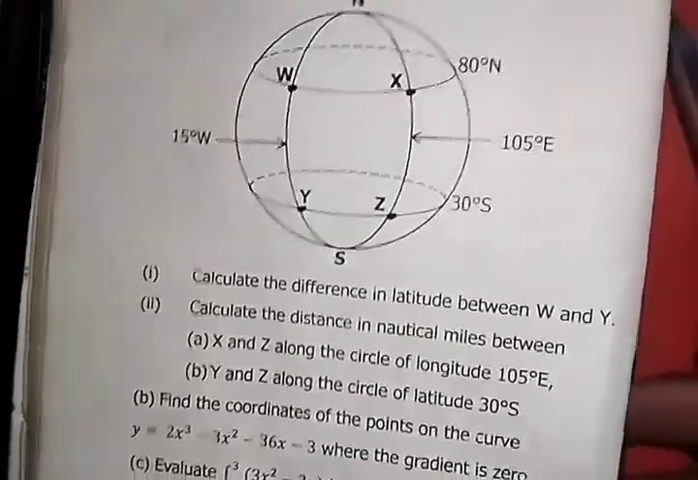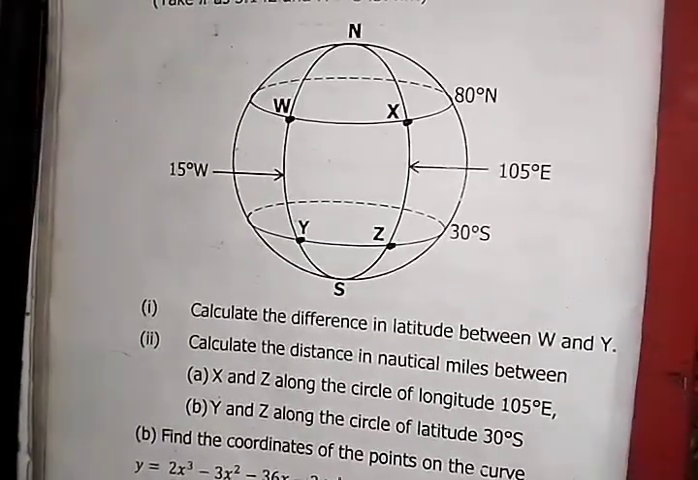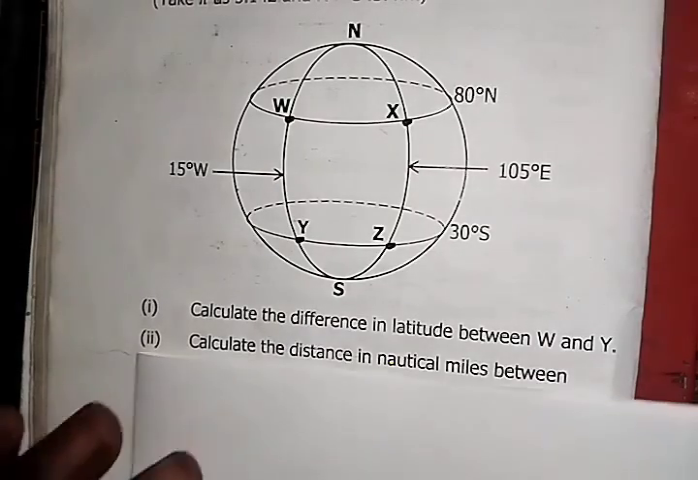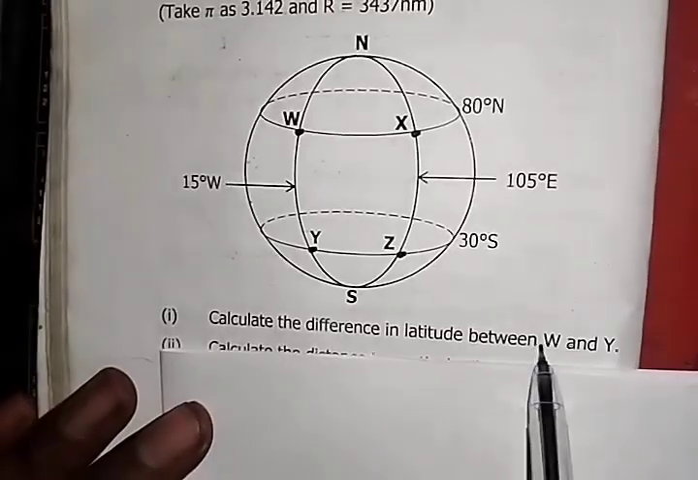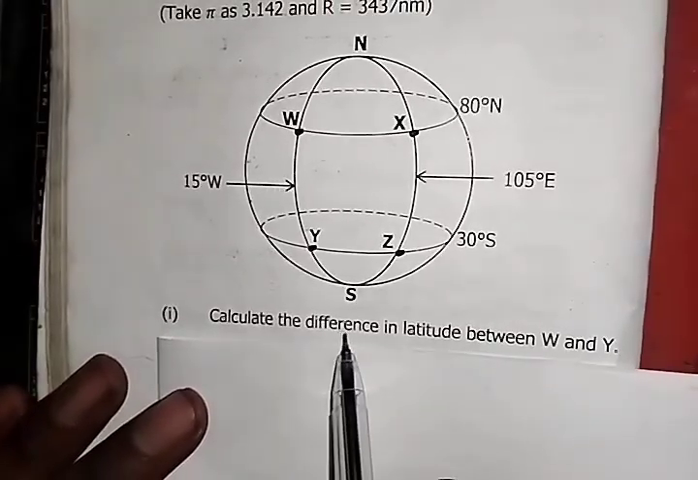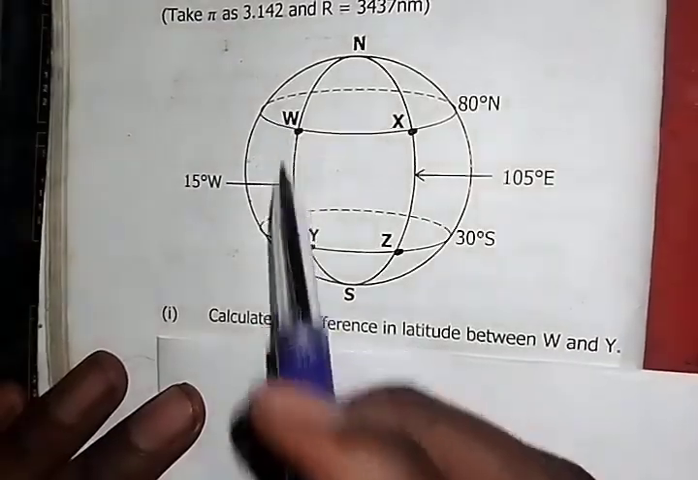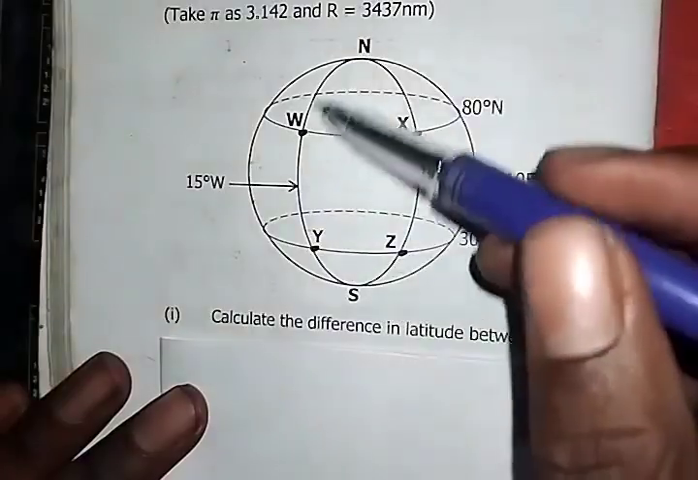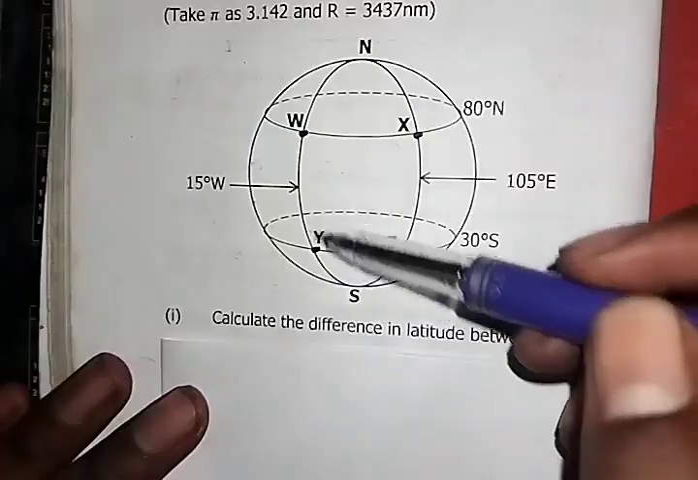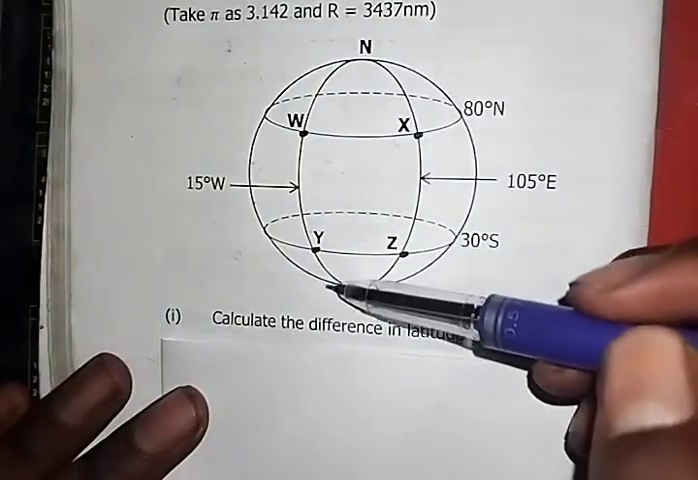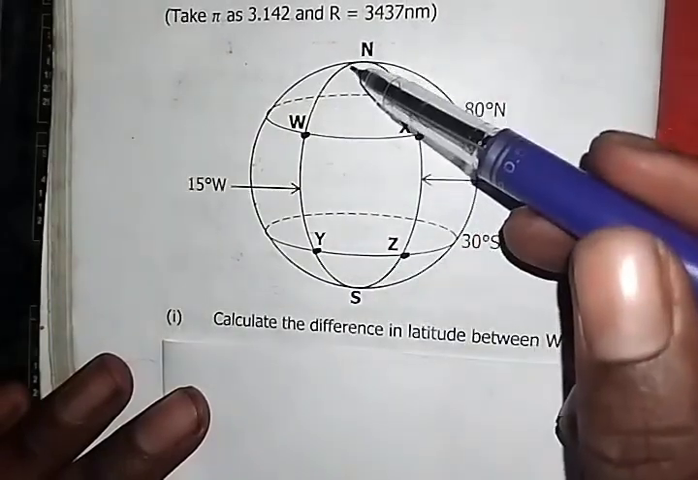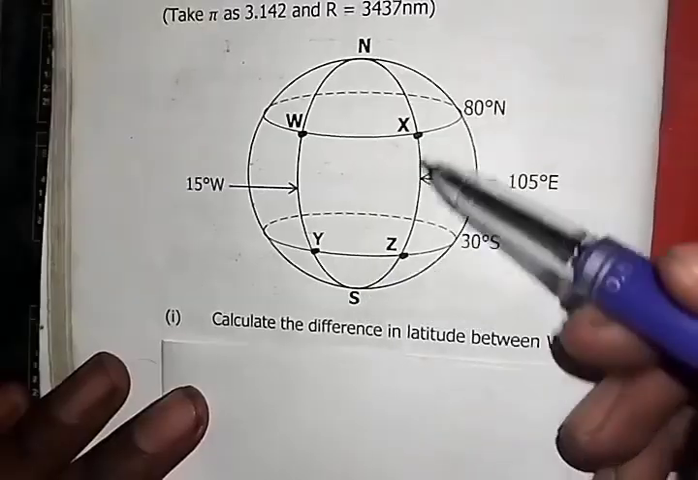So to calculate the difference between W and Y, what do we do? When we concentrate on W and Y, we have to find the difference between them. W and Y are lying on the same longitude. So when the points are on the same longitude, it means that the difference is in the latitude.